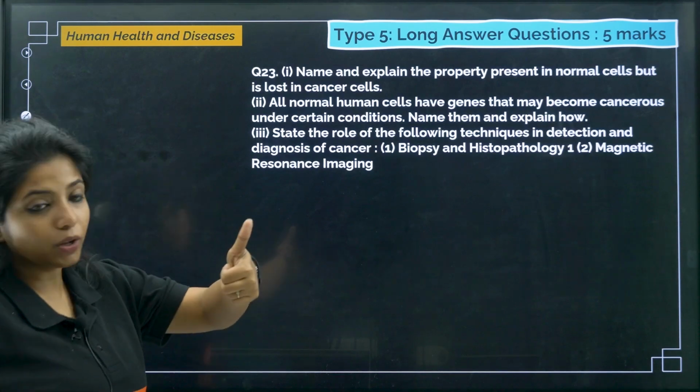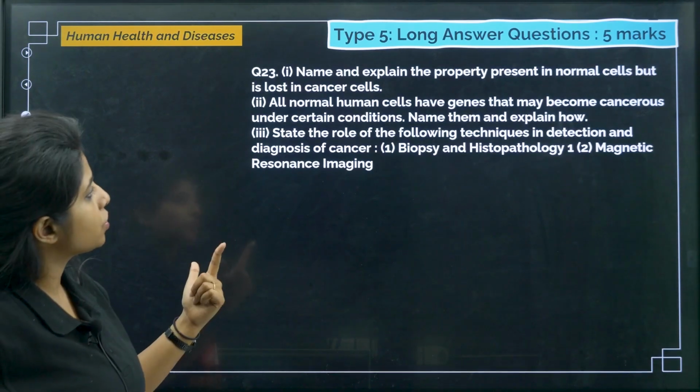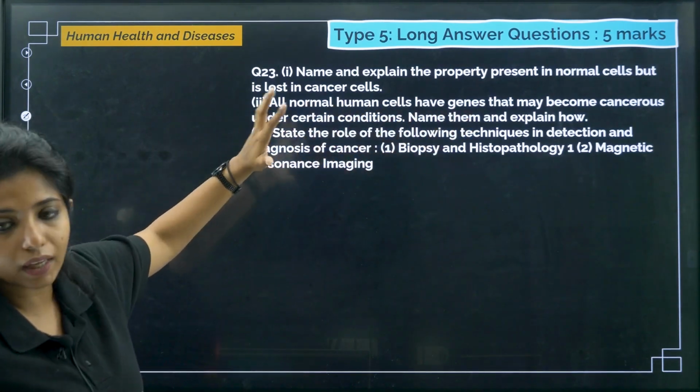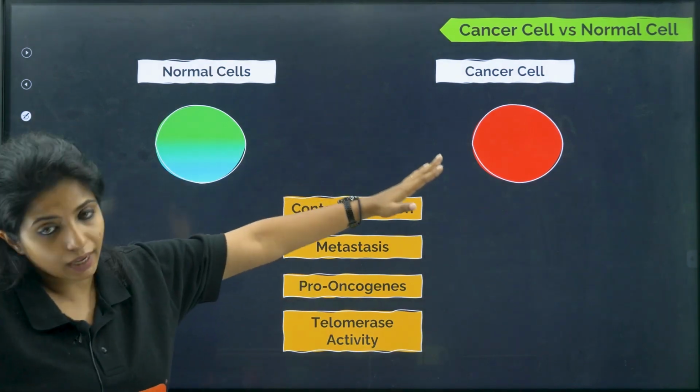Okay, so we have to talk about the properties of cancer cells. All normal human cells have genes that may become cancerous. So let's take one by one. Name and explain the property present in normal cells but lost in cancer cells. Let's see the properties. Over here you have these many properties. This is a normal cell, this is a cancer cell.